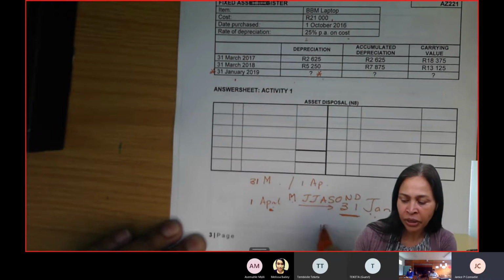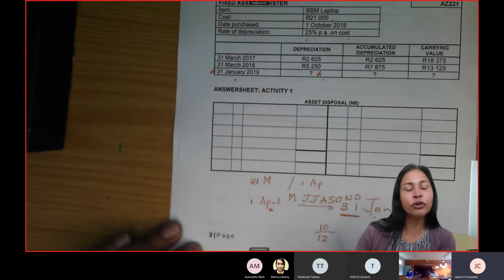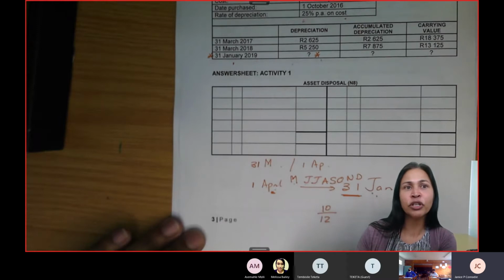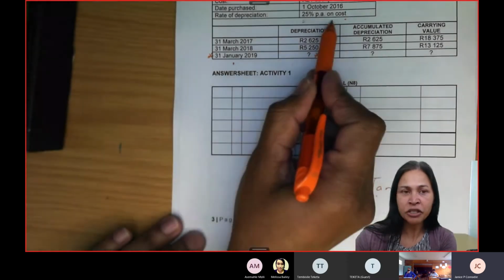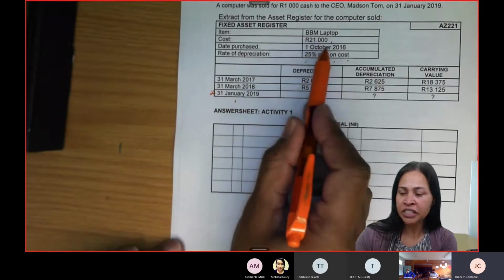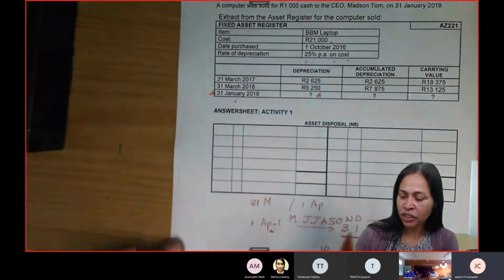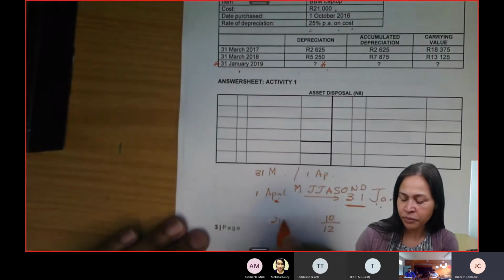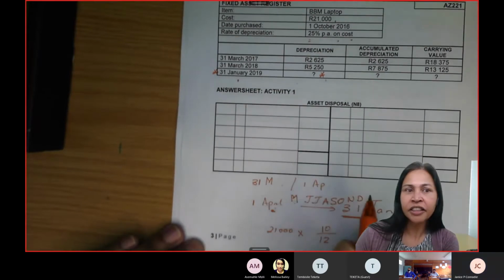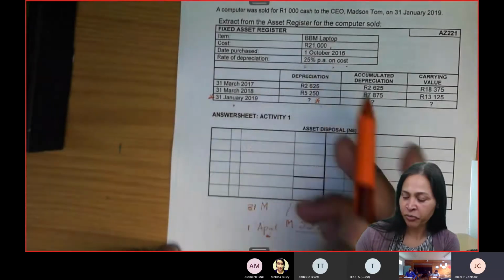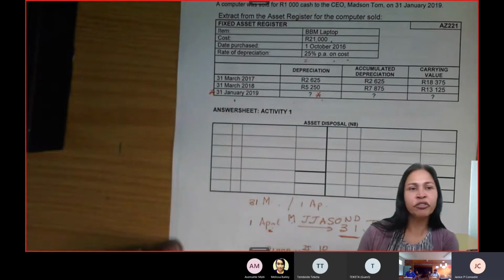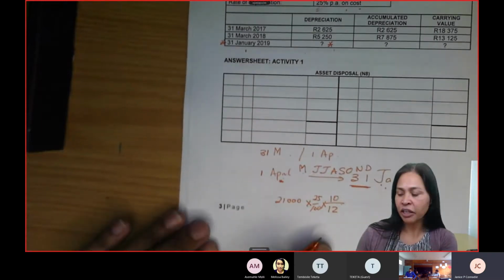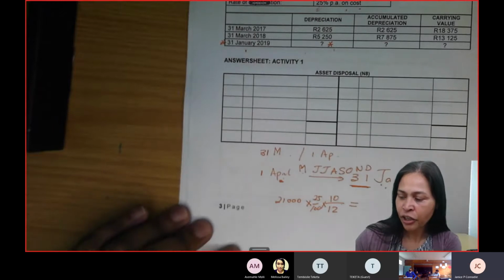So I've used it for 10 months and therefore I need to calculate my depreciation for the 10 months that I've still used it. It is the cost price method and my cost price is my 21,000. So I'm going to use my 21,000 and calculate the percentage rate, which is my 25%. And obviously, it would have been only for my 10 months.